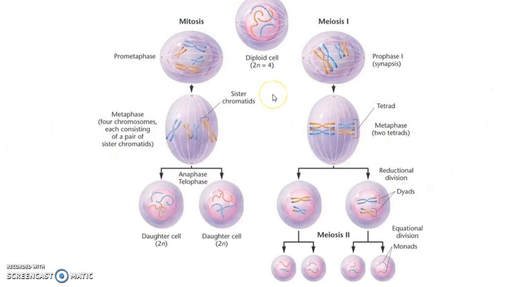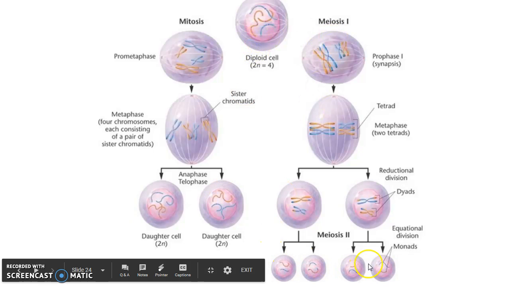If we take a quick comparison, mother cell, mitosis ends with 2 daughter cells that are exact copies. At the end of meiosis, we have 4 cells that are not exact copies.